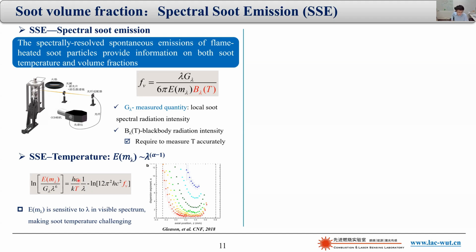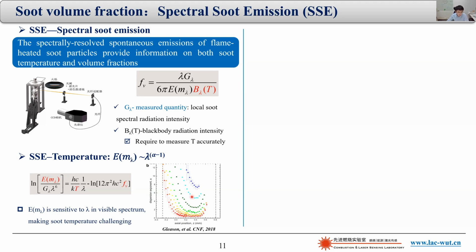However, there is a strong assumption here. It has to assume the refractive index of soot, which is m lambda here, is independent of lambda. Otherwise, you will not have a straight line. But in reality, this is generally not true, at least in the visible spectrum. Soot particles can have a refractive index that is highly dependent on wavelength. So this is a big problem.